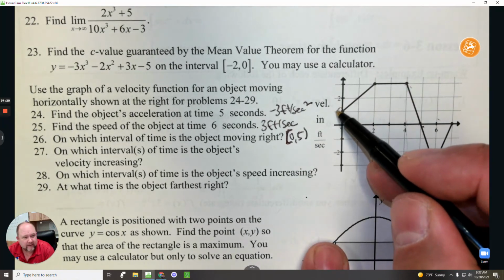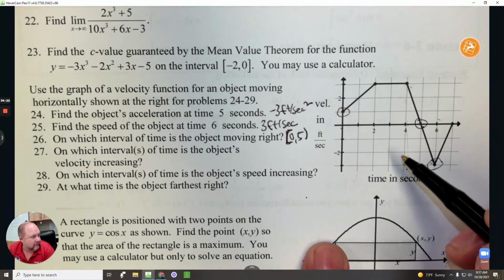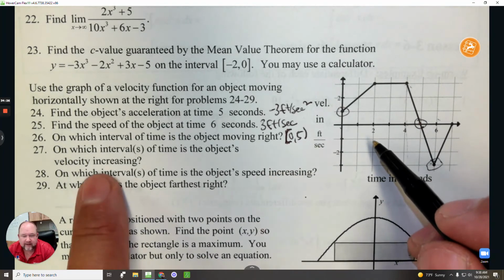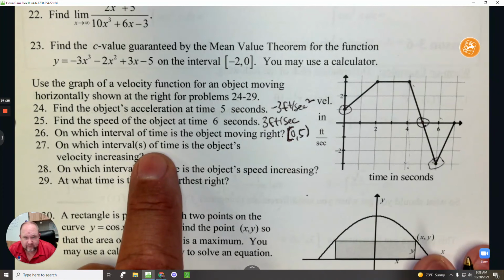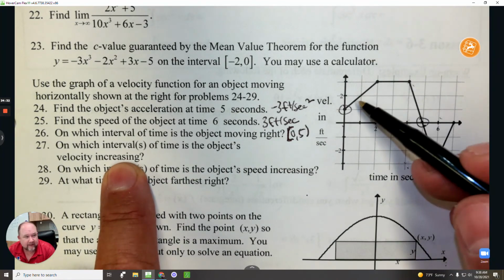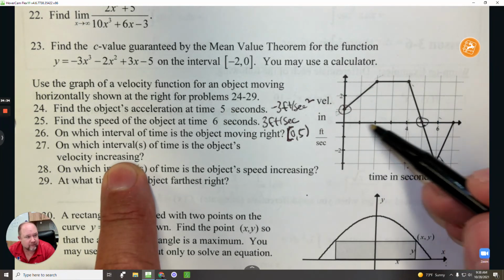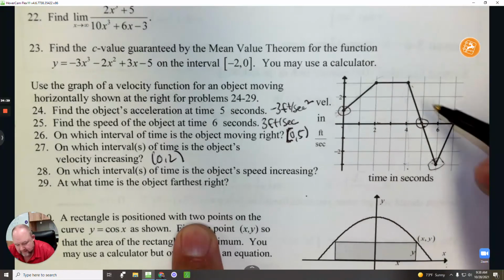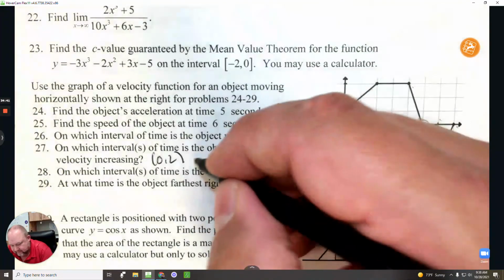At 0, it's above, but at 5, it's at 0. So one is closed and the other one is open, just so you know. On which interval of time is the object's velocity increasing? Velocity would be increasing when the slope is rising. So from 0 to 2, it's increasing. And from 6 to 7.